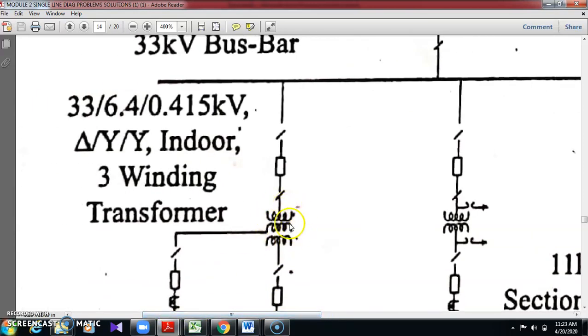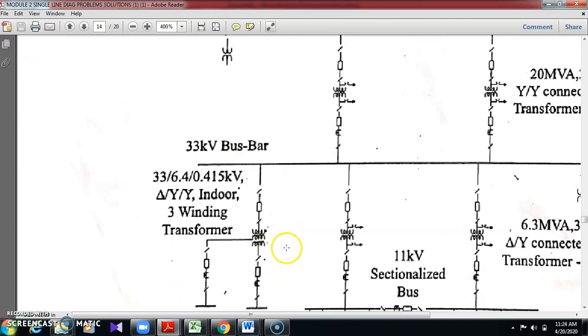Here, this transformer is converting 33 kV to 6.4 kV to 415 volt. 0.415 kilovolt means 415 volt. Okay, 3 winding. This line is 33 kV and this line is 6.4 kilovolt and this line is 415 volt. Okay, so this one is extra, the remaining are the same.